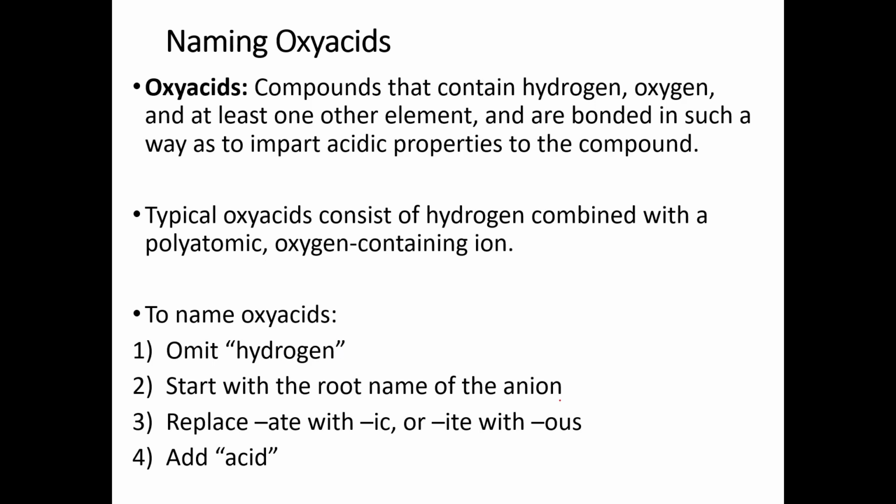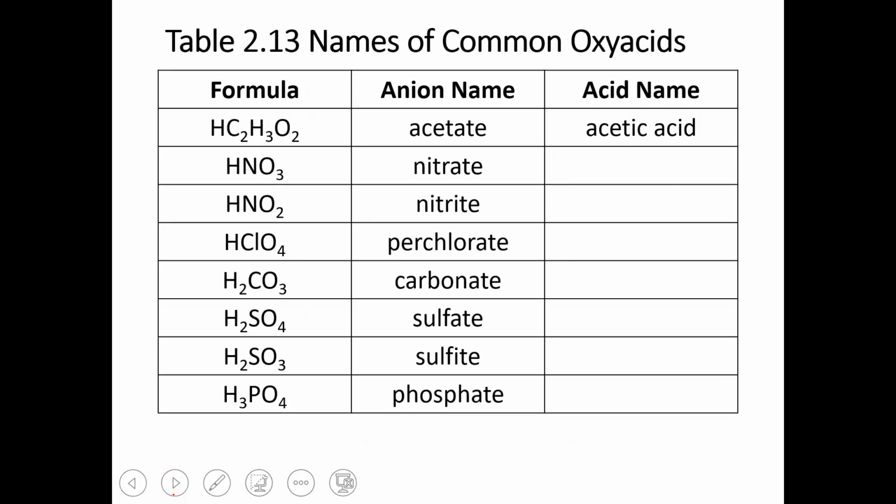We start with the root name of the anion. If the anion ends in -ate, we change the ending to -ic. If it ends in -ite, we change the ending to -ous, O-U-S, and then we add acid to the name. So let's take a few examples here.